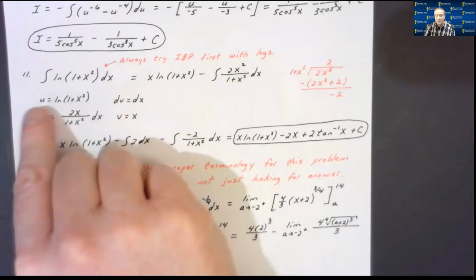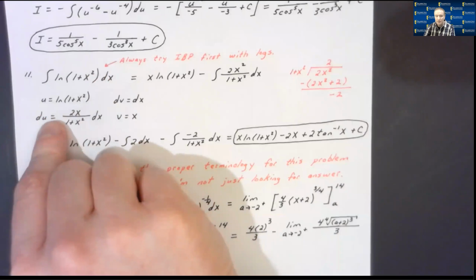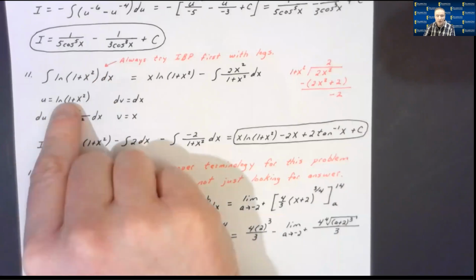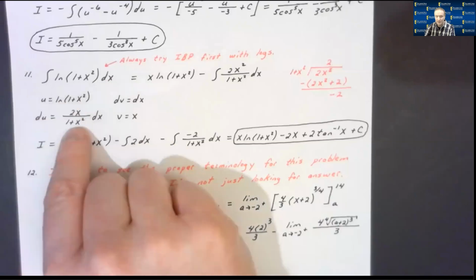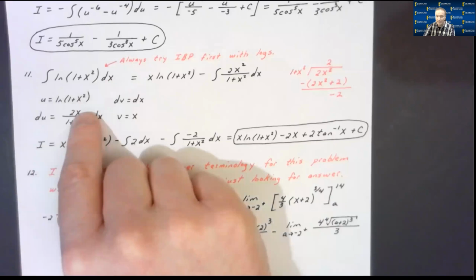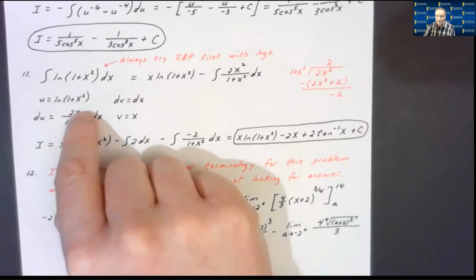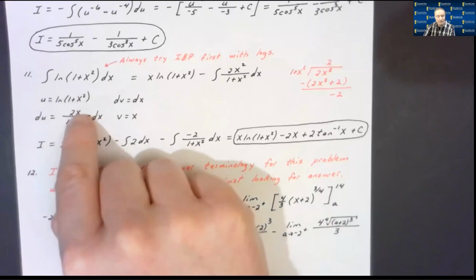And then I take the derivative of u and say, well, the derivative of every single logarithmic function in existence is 1 over what's inside the logarithm times the derivative of what's inside the logarithm. Well, my numerator is the derivative of what's inside, that's the 2x. So many students forget this part right here.